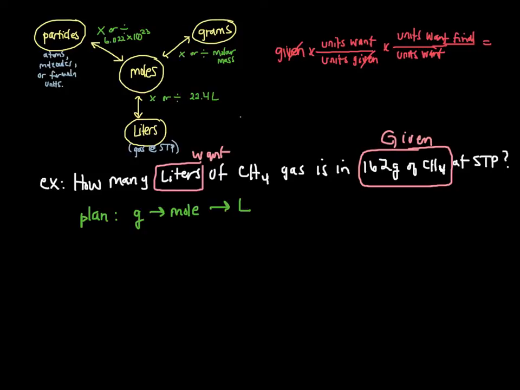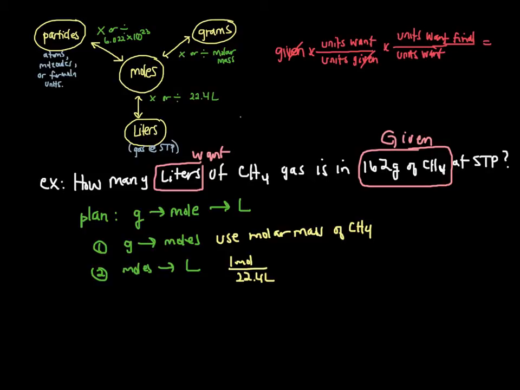All right, so how are we going to do that? So there will be two conversions that will be made here. The first conversion from grams to moles, we're going to need the molar mass of CH4 for that one. And then once we have moles and we want to turn it into liters, we're going to need this ratio where 1 mole of any gas at STP equals 22.4 liters of that gas. So as always, we should start with what we were given, which is 162 grams of CH4.